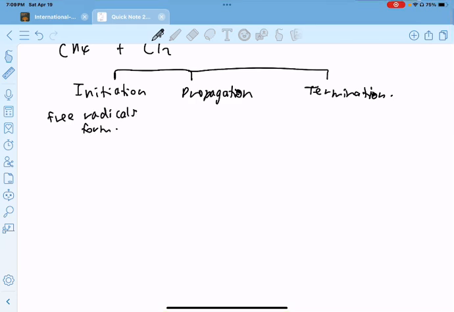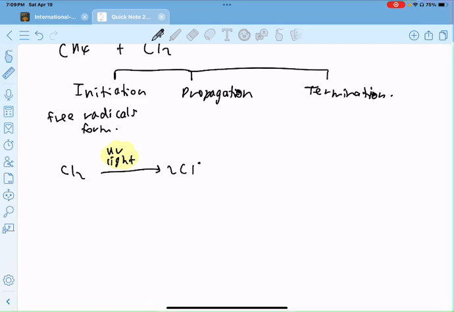What do you mean by free radicals? Cl2, with the presence of UV light, will be broken into 2 Cl radicals, okay? We are supposed to know that UV light is necessary for this reaction and you have to write it, okay? But that is what a free radical does, how it's formed actually. This is the only free radical that will be formed in the initiation phase.